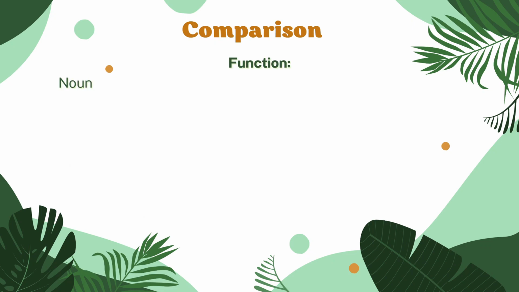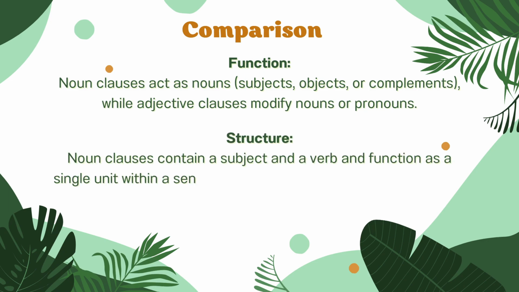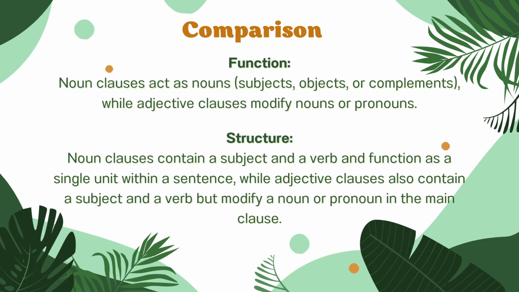Comparison. Functions. Noun clauses act as nouns: subjects, objects, or complements, while adjective clauses modify nouns or pronouns. From its structure, noun clauses contain a subject and a verb and function as a single unit within a sentence, while adjective clauses also contain a subject and a verb but modify a noun or pronoun in the main clause.